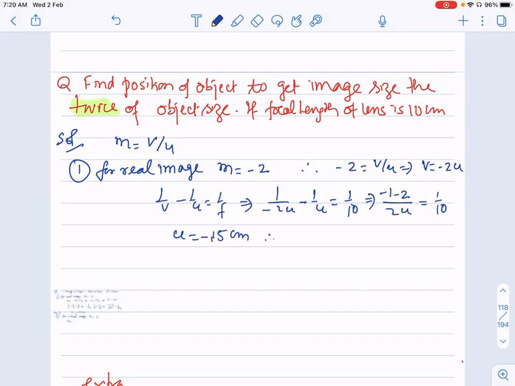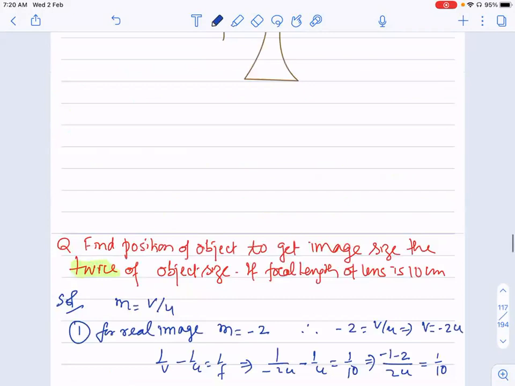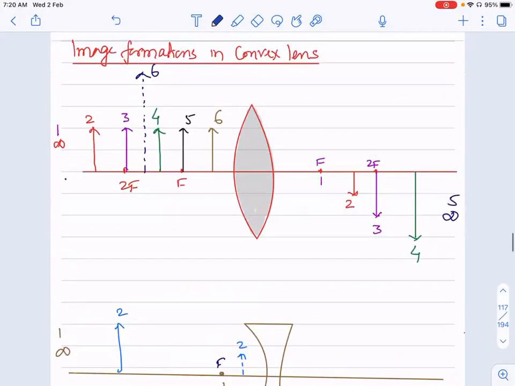Therefore, 15 centimeter from lens, between F and 2F है ना. एक इमेज तो F and 2F के बीच में ऑब्जेक्ट को रखने में आती है, that is real one. यहाँ पे देखो, F and 2F के बीच में ये 4th पोजीशन पर है. इसकी इमेज यहाँ इन्वर्टेड है, real.